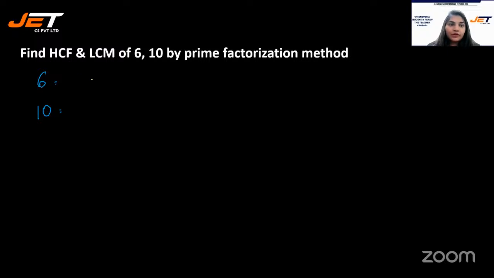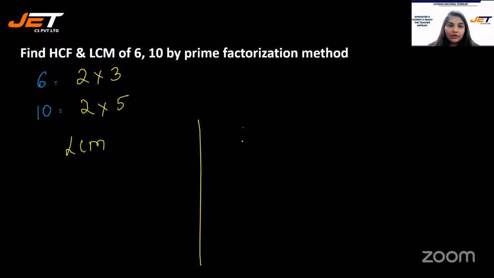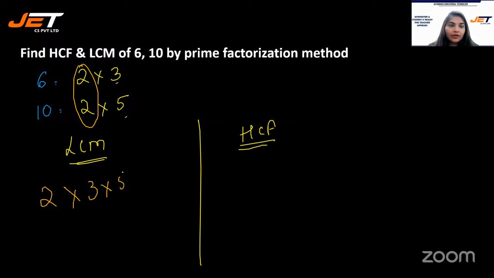Okay. So here it's 2 times 3 and this is 2 times 5. LCM here, HCF here. So LCM is 2 either in 6 or 10, right? So 2 here and 3 and 5. And for HCF, it's just one pair, so I'll take 2.